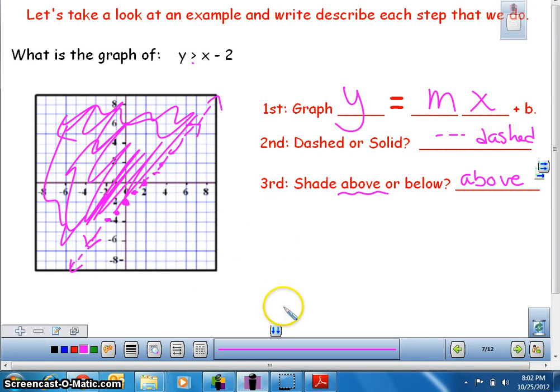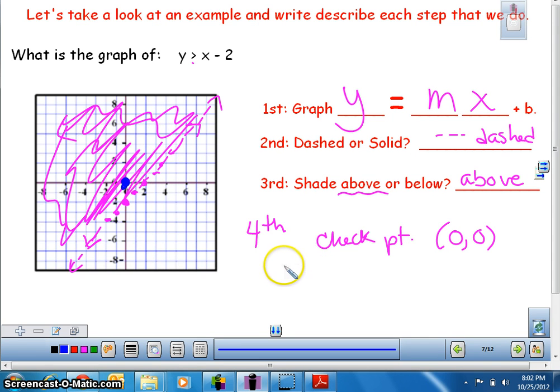Now, what you always want to do at this point, you notice I put in your notes, the fourth thing you want to do is pick a checkpoint. If it's possible, the easiest checkpoint to choose is always 0, 0. Sometimes it's not part of our solution. In this case, is 0, 0 part of our solution? We think so, 0, 0 is here. So we want to check it. In our original equation, y is greater than x minus 2. Is 0 greater than 0 minus 2? Is 0 greater than -2? Yes. So we shaded in the right spot.